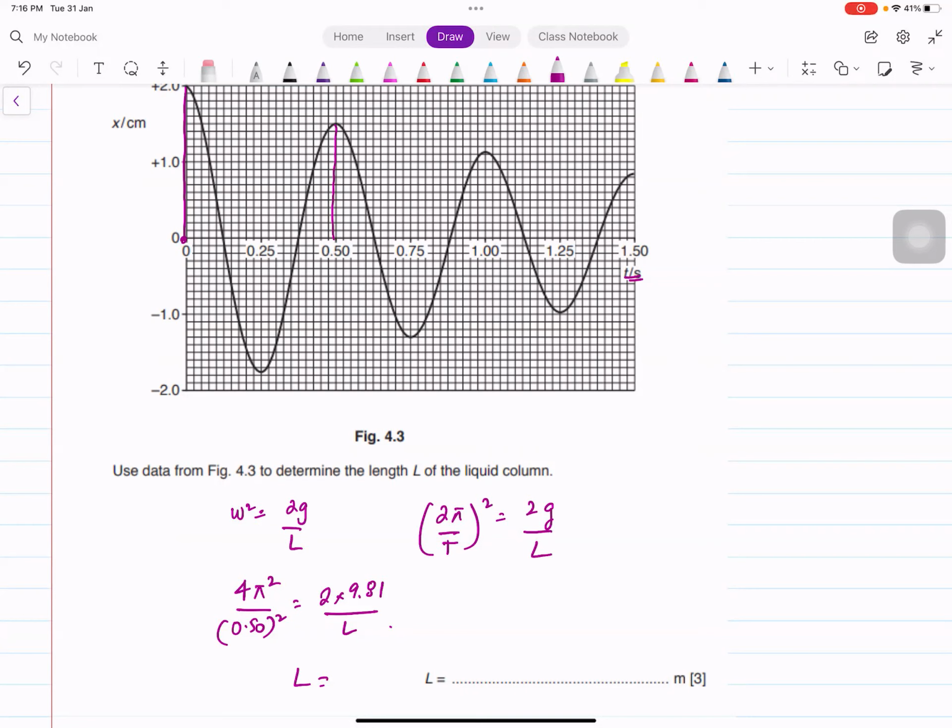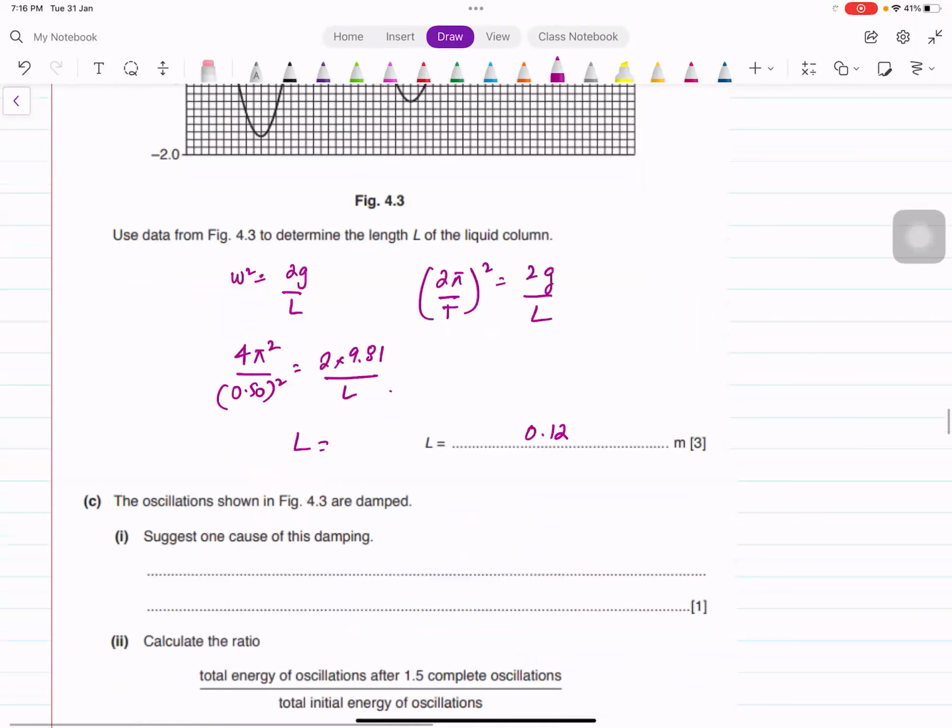Yes, please. 0.12. Okay. Everybody please check. 0.12 meters. All right. If Gatika is wrong, it means it's on you then.